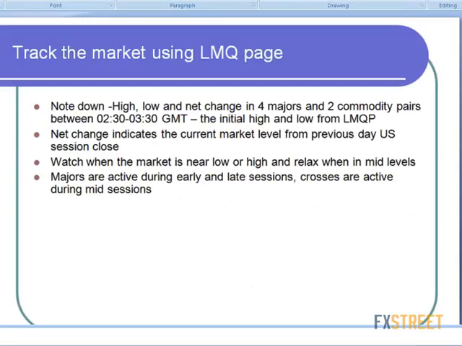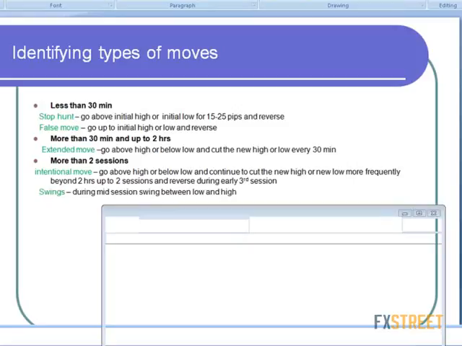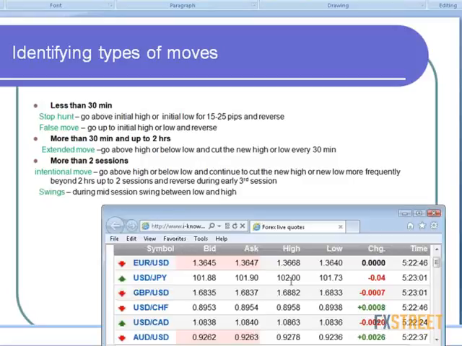If the move is for 30 minutes, there are two types of moves which can happen in less than 30 minutes, namely above the initial high or below the initial low. They can just make a move of about 15 to 25 pips on the upside and quickly reverse in less than 30 minutes, which is a stop point. I explained that in the case of GBP, they just made the stop point. A false move is one where they go up to the high. In the case of Euro, they went up to 1.3668 around 6:30 GMT, but did not breach it and afterwards came down. That is a false move.